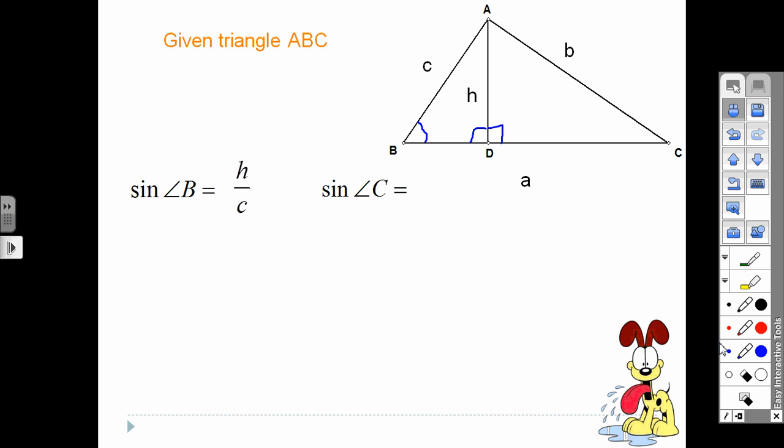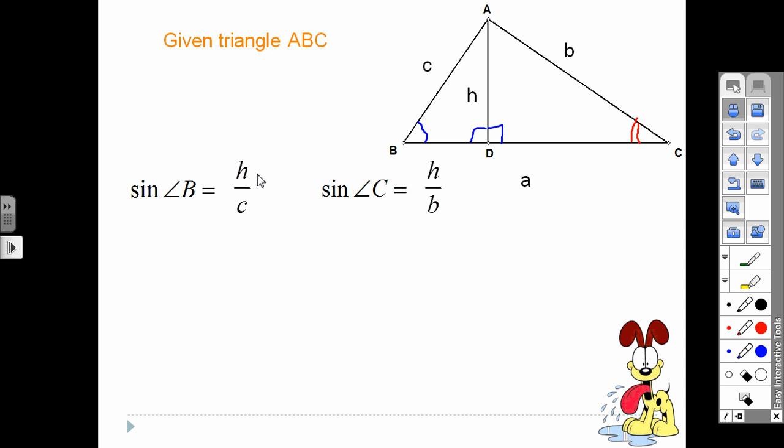And then we can go over here and take a look at angle C, this angle right here. Okay, and if we wanted to calculate the sine of angle C, we'd have to look at triangle ADC, because it has to be a right triangle, and that's going to be opposite over hypotenuse again, so that's going to be H over B.